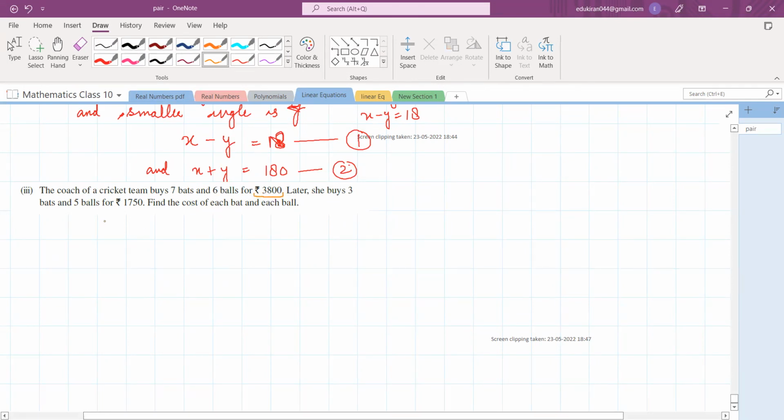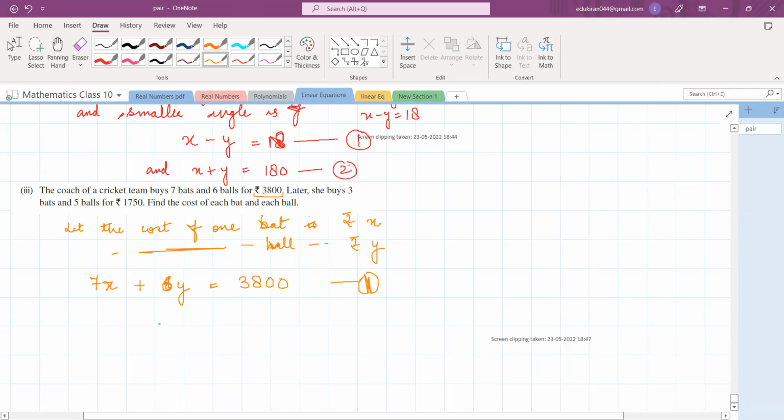So let us assume the price of bat and ball first of all. Let the cost of one bat be rupees x, right? And similarly, the cost of one ball is rupees y. Now, 7 bats, that means 7 into the cost of 1. So this will be the cost of 7 bats. Correct, Abdullah? And then 6 are the balls and the cost of one ball is y. So this will be the total cost of 6 balls. Now the total amount he paid is 3800. This is equation number 1.